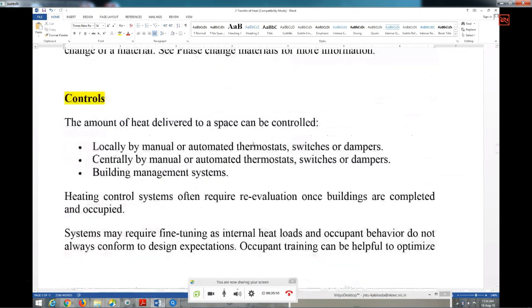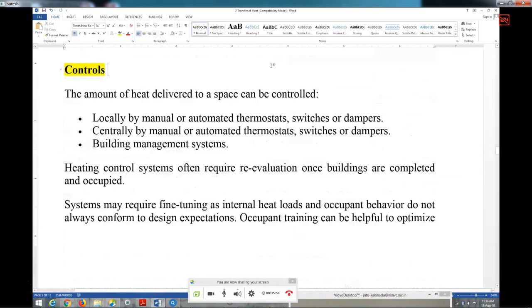So we follow some heat transfer mechanisms, which we have just discussed. Simply, these are the basic control mechanisms. In order to reach a good heat transfer rate, some controls also play an important role in getting more heat transfer gains. The first one may be local, by manual or automated thermostats, switches or taps. The second one, generally by manual or automated thermostats, switches or dampers. The third one is the building management system. So these are the three mechanisms we use for heat transfer control.